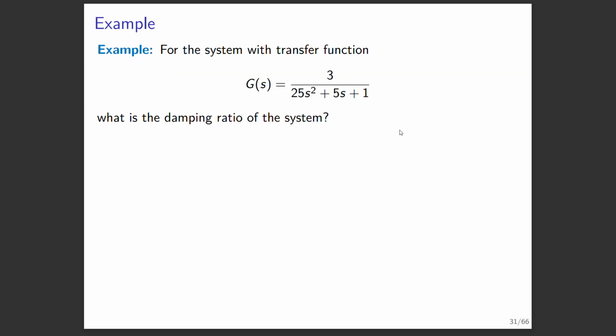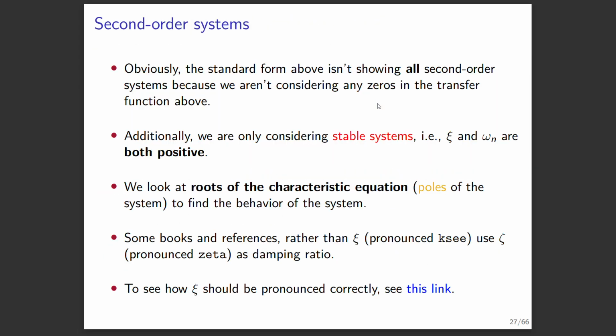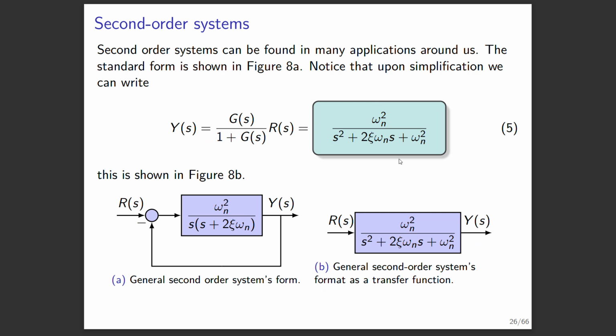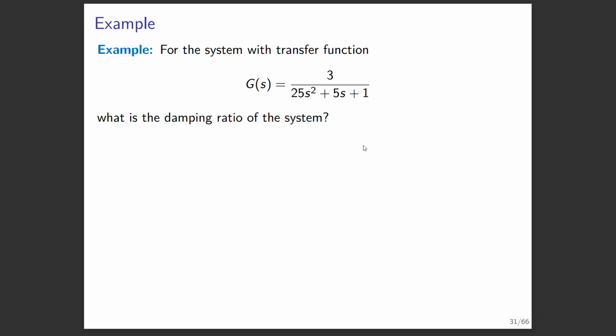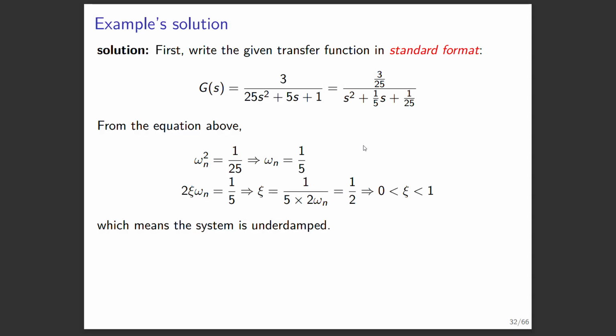Okay, for a system with transfer function g of s, what's the damping ratio? So the transfer function is given. Remember, for a second order system, we have this format. You should write your system first in this format. Is your system currently in this format? It's not. So what do we do? We divide the numerator and the denominator by 25 to write them in standard format.